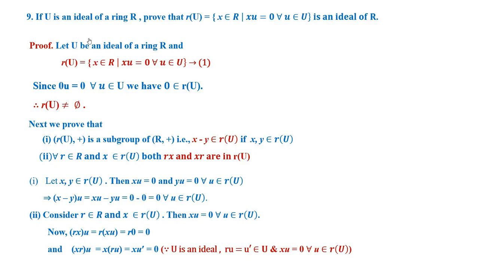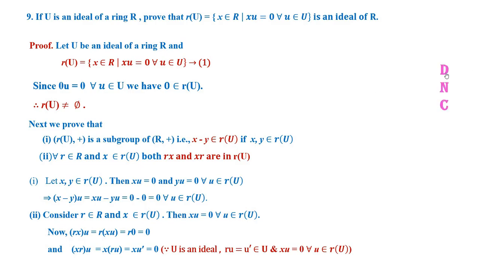Now let U be the given ideal of a ring R, and R of U be this collection. So the description we have given. Then we have to show that it is non-empty. This subcollection is non-empty. And then we have to check the criterion for this R of U to be an ideal. So for the subgroup condition, and then Rx and xR should be there in R of U. So these are the things that we need to check.